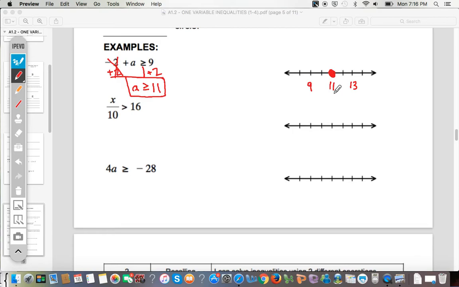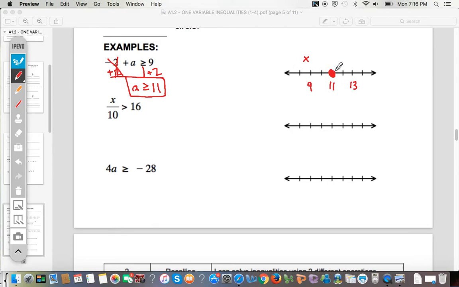So what I'm going to say to myself, could a be 10? Is 10 greater than or equal to 11? No, it's not. What about 12? Is 12 greater than or equal to 11? Yes, it is. So I'm just going to put a little X here to know that all the answers on this end of the number line are false.